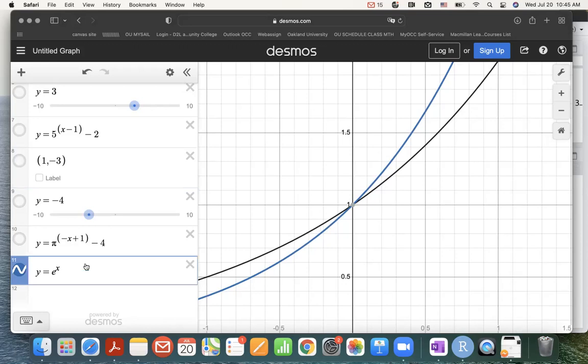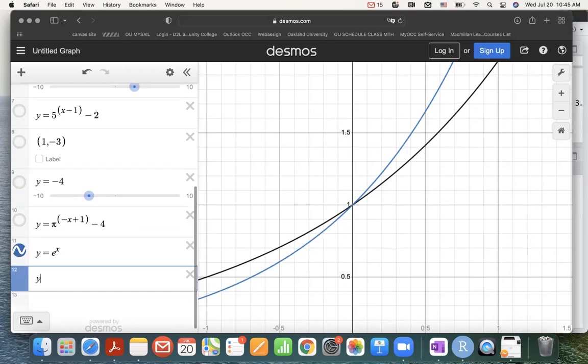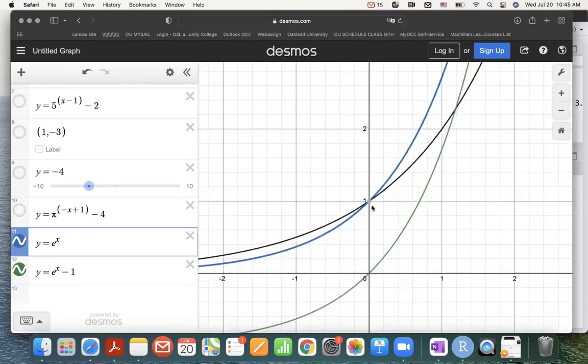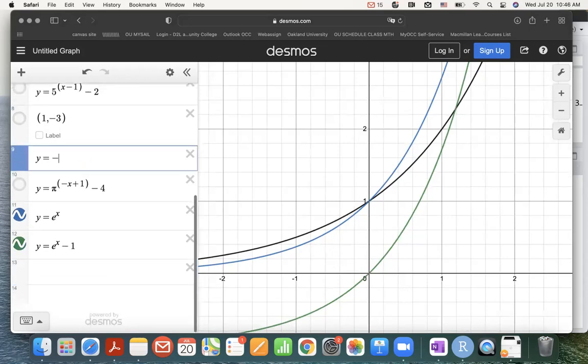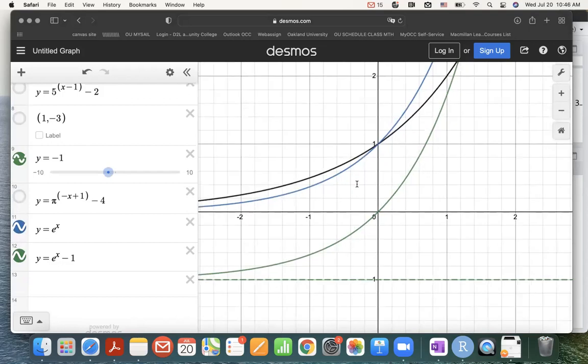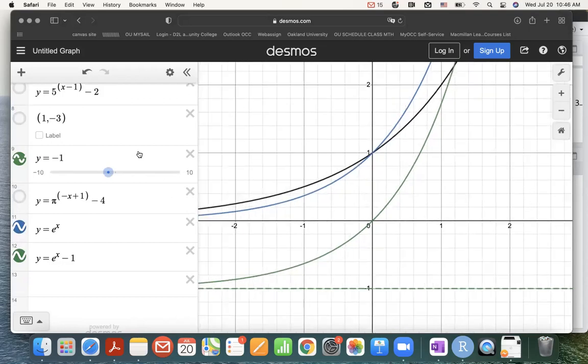If I want to do, say, for example, y equals e to the x minus 1 right here, again, it shifts down 1 unit from 0, 1. It should have 1 unit from now, which is 0, 0. And the horizontal asymptote is y equals -1, right there. So it behaves very much the same way as the exponential growth. All right.